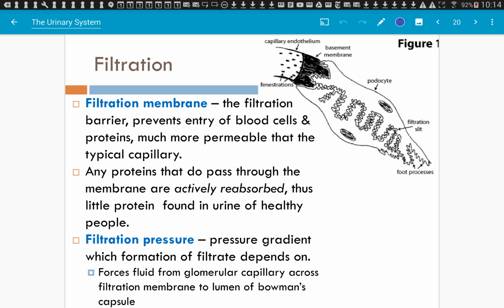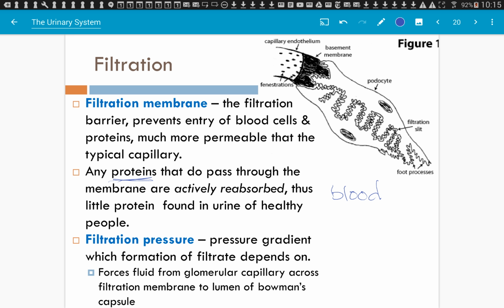And then remember, big things like blood cells don't pass through. If proteins do actually pass through this filtration membrane, most of it is reabsorbed right away. Okay? If there's a lot of protein in your urine, that is an indicator that there's something wrong. Your kidney is not functioning properly. So you don't want to have a lot of protein in your urine.